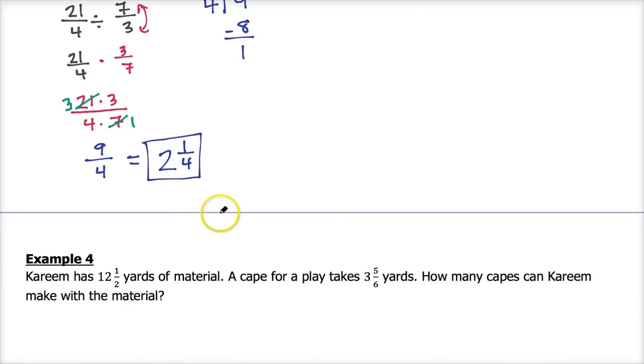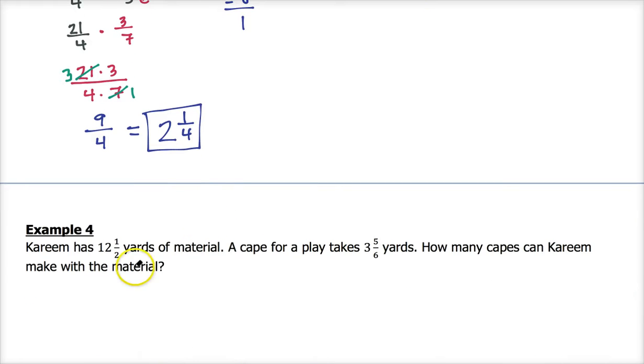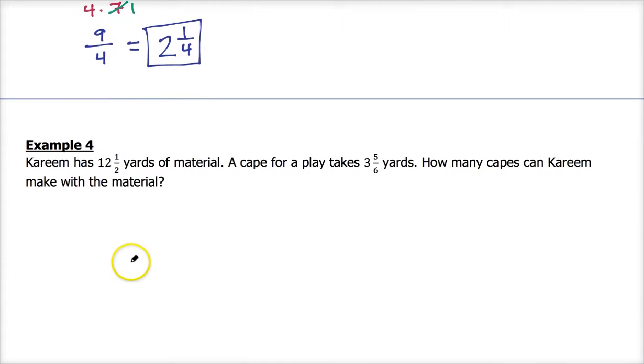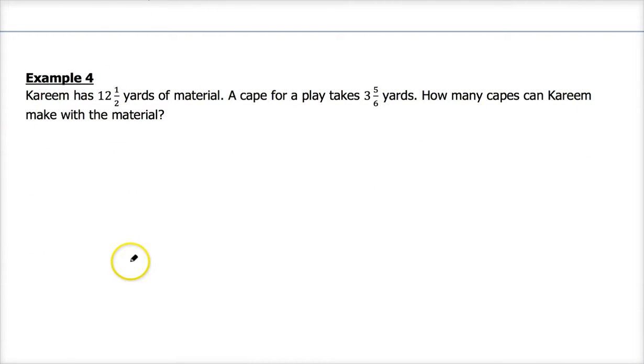Okay, on the back we have one word problem that we're going to practice with. It says Kareem has 12 1/2 yards of material. A cape for a play takes 3 5/6 yards. How many capes can Kareem make with the material?